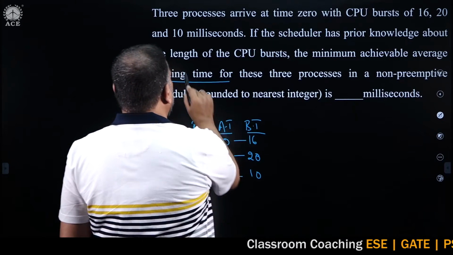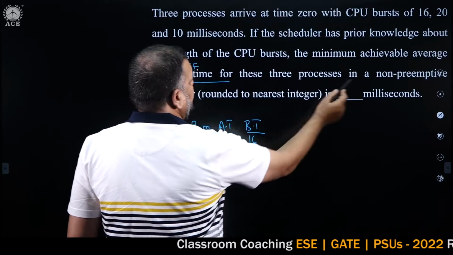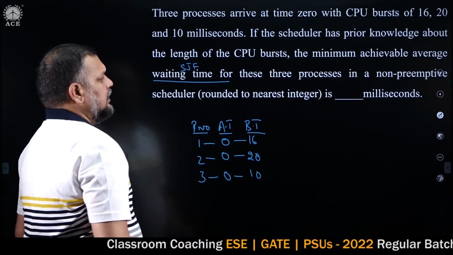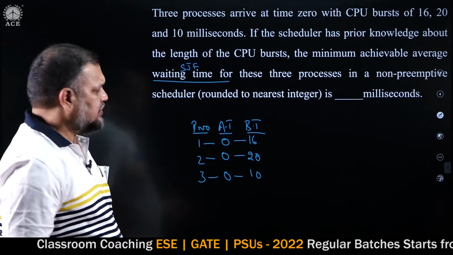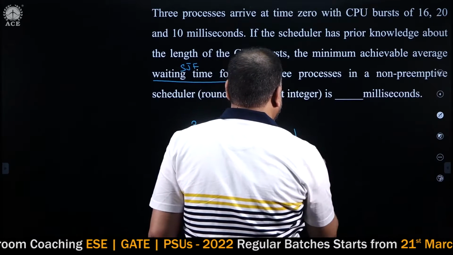Minimum average waiting time is possible with SJF, non-preemptive. He is also saying non-preemptive. Is how much? NAT question. Very straightforward. Prepare the Gantt chart using SJF.